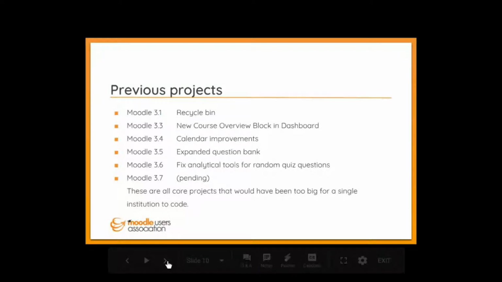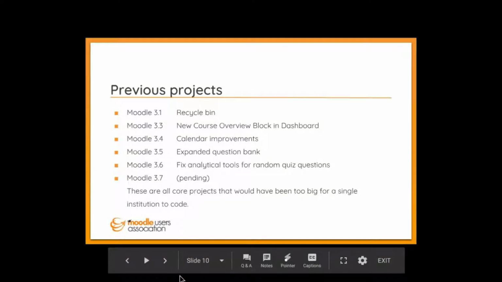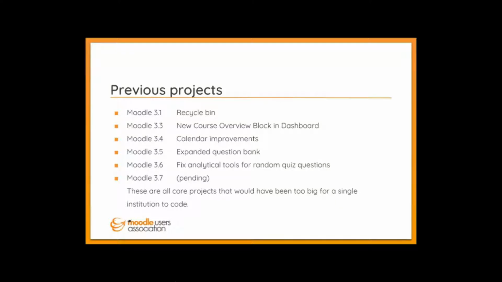Here are some of our previous projects. I say some of them. This is nearly all of them, but there are a couple maybe that are provisional, and we have not included in this slide. Moodle 3.1, the kickoff project, was the recycle bin. And then after that, when we got properly up and running in 2016, Moodle 3.3 included the new course overview block in Dashboard. Then we had important calendar improvements with drag and drop functionality, with updating of the calendar dates in the activity specifications, automatic updating of dates as a result of changes in the calendar. That was in Moodle 3.4.